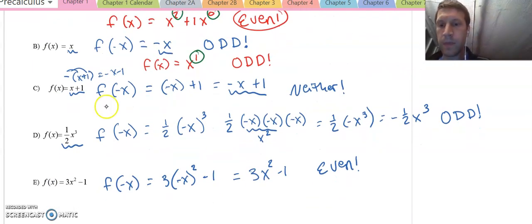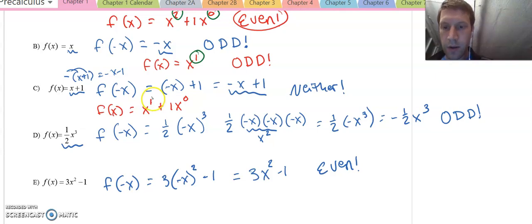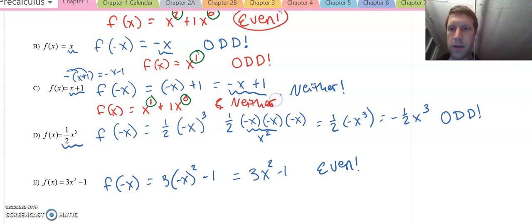Part C. F of x equals x plus 1, so that's x to the first, plus 1. I have to attach x to the 0. Let's look at all these exponents. Okay, so since I have one of each, that's neither.